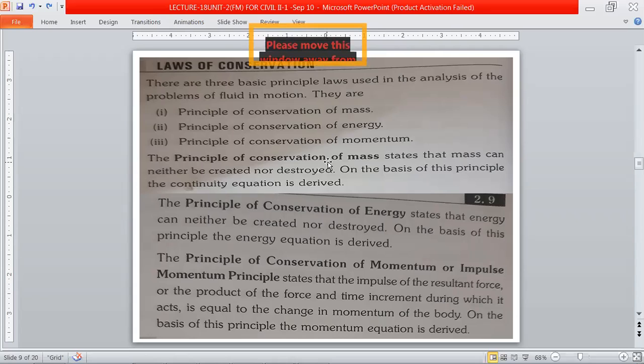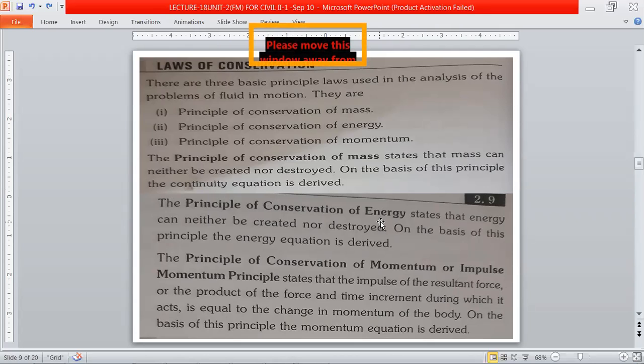What is the mass principle saying? It states that mass can neither be created nor destroyed. On the basis of this principle, the continuity equation is derived. When we discuss the continuity equation, which is the next concept, we will first discuss that mass can neither be created nor destroyed. Next, the principle of conservation of energy. It states that energy can neither be created nor destroyed. It is also based upon the energy equation.